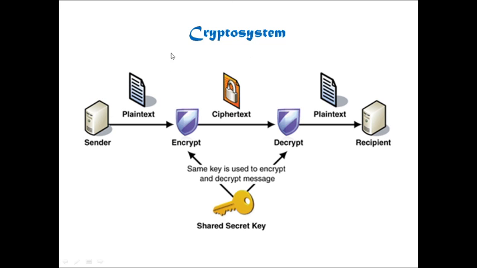Encryption is a process for producing ciphertext from plain text. Ciphertext is a message obtained as a result of encryption, and decryption is the opposite of encryption. It is a process for producing plain text from ciphertext. And the key is a secret value used to control encryption and decryption processes.